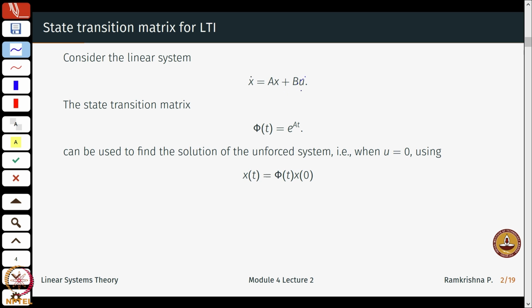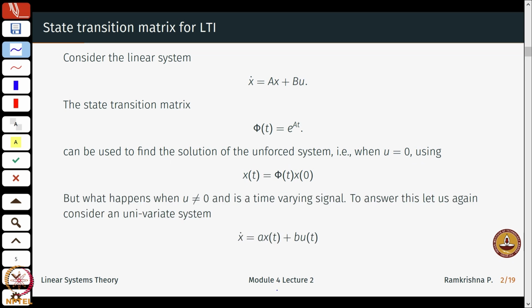x dot equal to Ax for the moment. Let us leave out B, and what we had last time was that the state transition matrix, starting at the initial time t naught equal to 0, was given by e power At. And then we said that the solution x of t is simply phi of t times x naught.